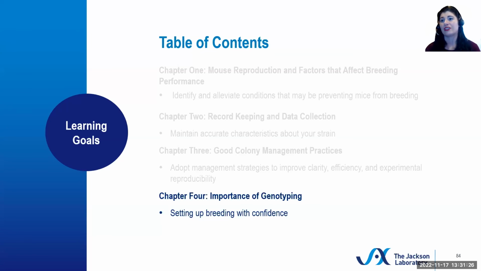One important factor in maintaining a colony that is frequently overlooked is the importance of genotyping your mice. Genotyping can help you set up your breeding with confidence and prevent costly mistakes down the road. For this section, I am making the assumption that everyone here is comfortable with the concept of Mendelian inheritance and its expected breeding ratios.